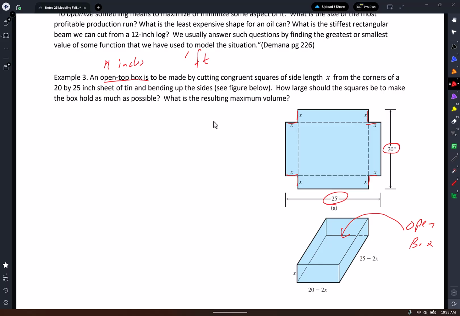All right, so first I got to figure out my volume expression because that's what I want to maximize. So let me write that down. We want to maximize volume. So we need an expression for volume.